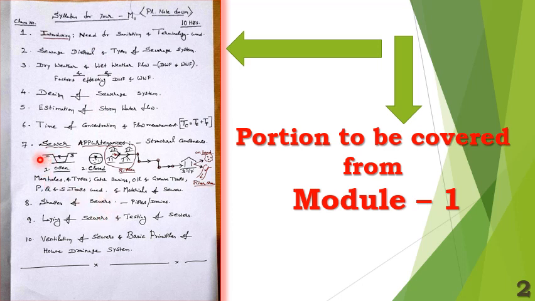Now the seventh topic is sewer appurtenances. Sewer appurtenances means structural components which come along with the pipeline.